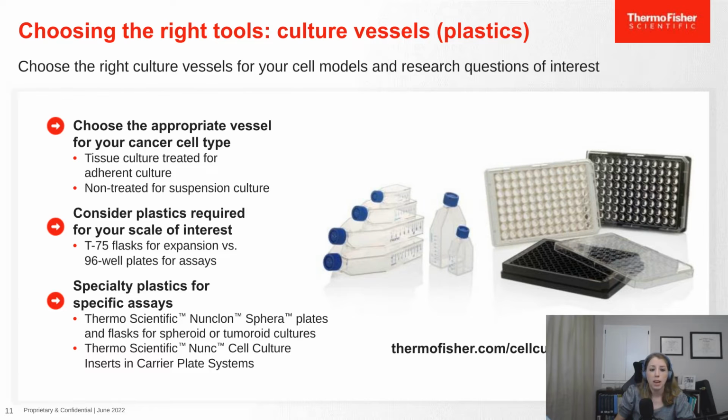Also, which type of assays will you be utilizing? Are you looking at fluorescence? You may want black wall plates. Are you growing spheroids? You may want to try very low attachment plates like Nuclon Sphera. And cell culture insert plate systems have a variety of uses that we'll get into in just a little bit.